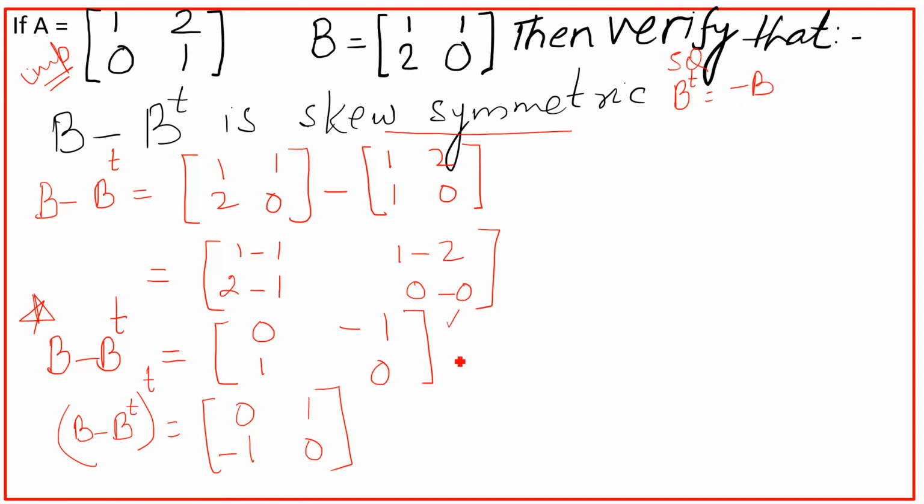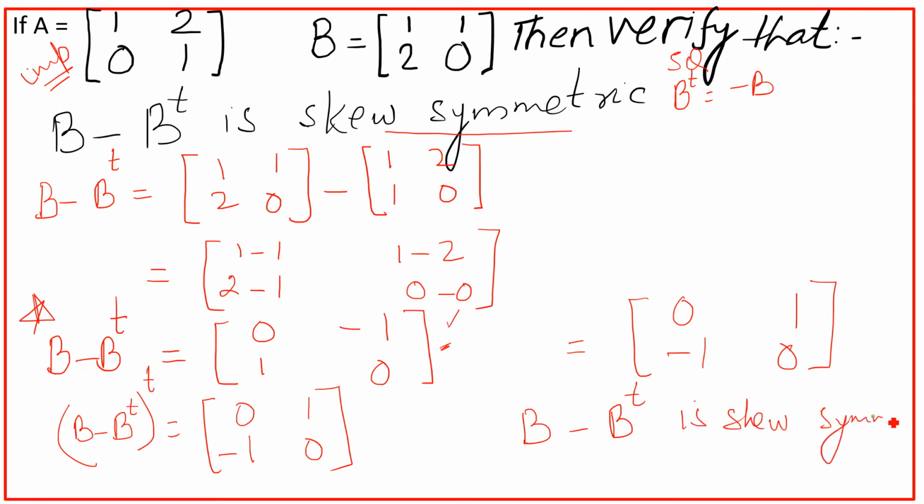So what is B? Now this is our B. Do not consider this one. It's done. Now this is our B. So negative of B is equal to, just change the sign. It is 0, 1, negative 1 and 0. So see, this is 0, 1, negative 1, 0, and this is also 0, 1, negative 1 and 0. Both are same. It means B minus B transpose is skew symmetric.